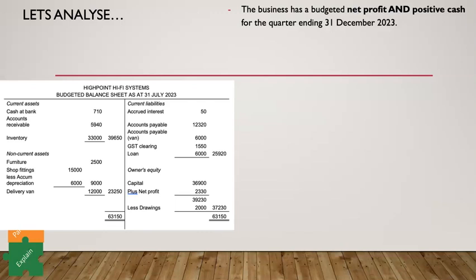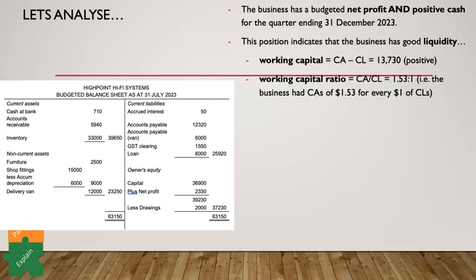The business has a budgeted net profit and negative cash for the month ending 31 July. There are some errors in this bit there. And this indicates that the business does have pretty good liquidity. Liquidity means we can pay back our debt. So this is a little bit wrong. It should be negative. But ultimately, our current assets minus current liabilities, do we have enough assets to pay our short-term debt? We have current assets of $39,000 and current liabilities of $25,000. We have more short-term assets than short-term liabilities.